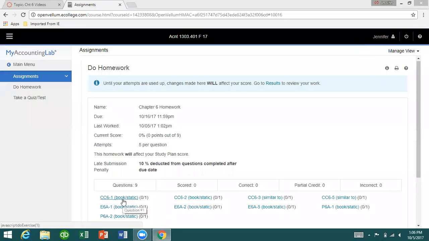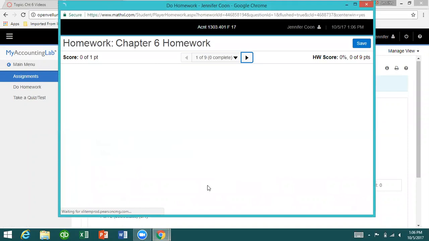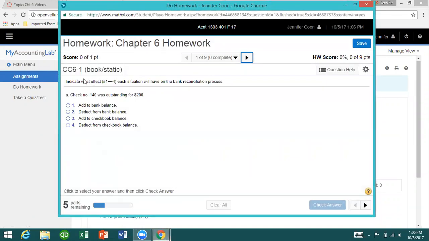Okay, so let's look at some of the homework and just kind of talk about some of it. So the first problem you have is if you look on page 230 at the bottom, question 1, you've got 5 parts, but it's asking you those 5 different questions there. So you're looking at the bank reconciliation process and whether it's added or subtracted, so what's going on with that.